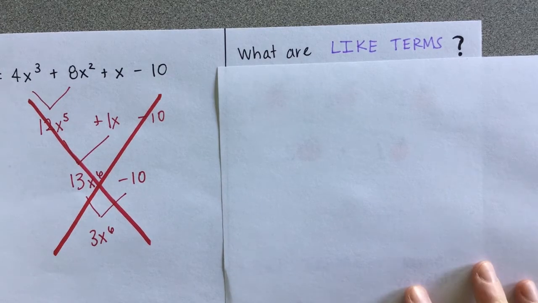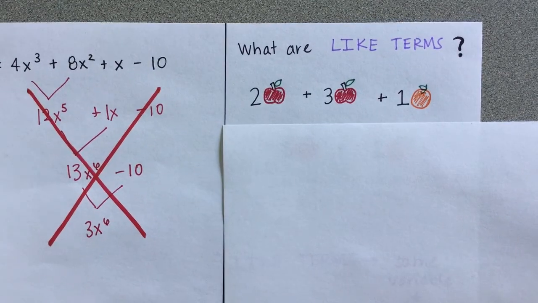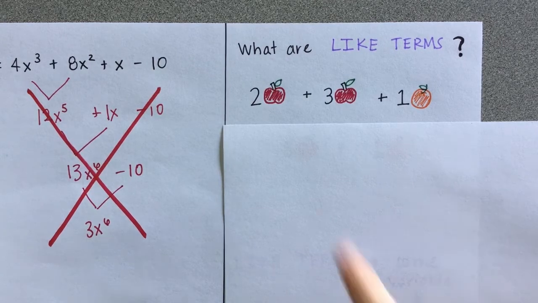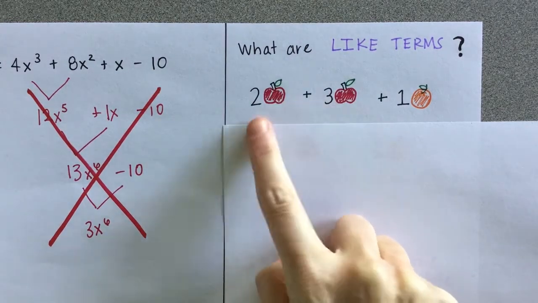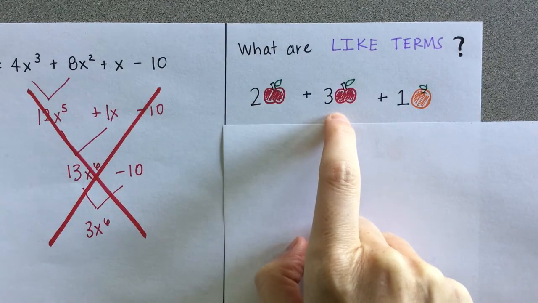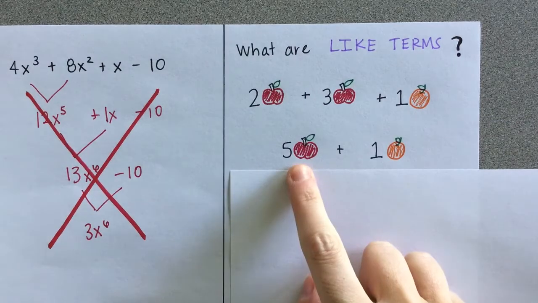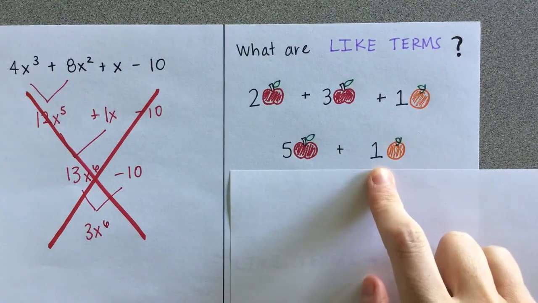So let's start with something not so mathy. So an equation like this, 2 apples plus 3 apples plus 1 orange. So I see 2 things here that are alike, right? We've got 2 sets of apples. So if we add 2 apples and 3 apples, well, we would end up with 5 apples, right? So then we've got 5 apples and we've still got our 1 orange.